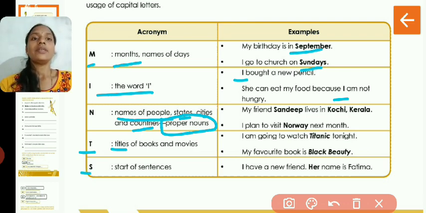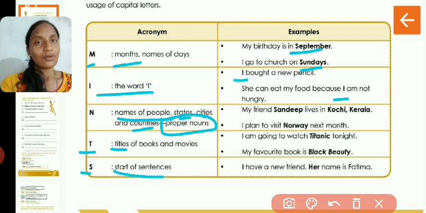Then S stands for the start of the sentence. Whichever sentence, the start of the sentence should begin with a capital letter. So all these letters stand for specific words, and this is easy for us to remember, and that's why the acronym MINTS is used. Let us solve a simple exercise based on capital letters and punctuation marks.